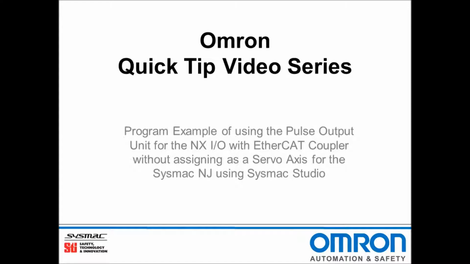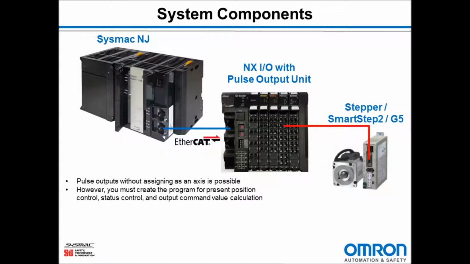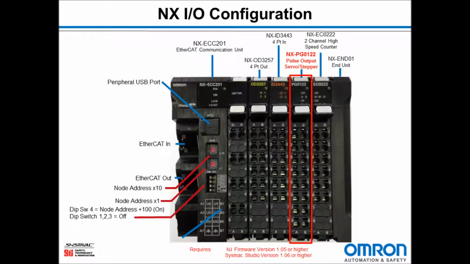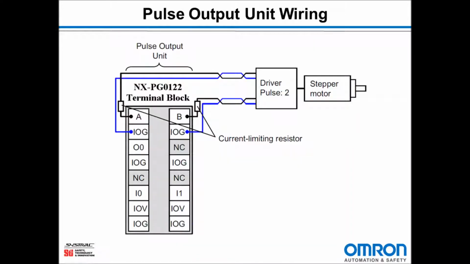I will be providing a program example of using the pulse output unit for the NX-IO with EtherCAT without assigning it as a Servo Axis. The system consists of a SysMac NJ, NX-IO with pulse output unit, and a stepper or Smart Step 2 or G5 motor and amplifier.